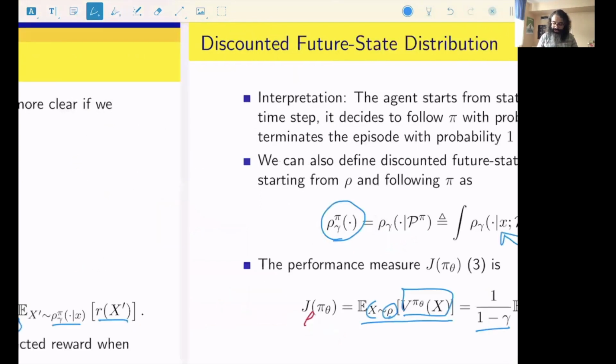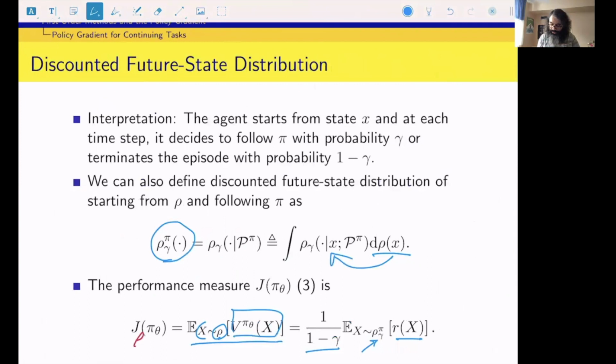There is one interpretation for this quantity, rho gamma of x. The interpretation is that the agent starts from state x, and at each time step it decides whether to follow policy pi or not. It follows policy pi with probability gamma, or terminates the episode with probability 1 minus gamma. Say gamma is 0.99: with probability 99% it follows the policy, and with probability 1% it terminates the episode. Then at the next time step it does the same process again and again. So we can have this interpretation for what this distribution is actually encoding.